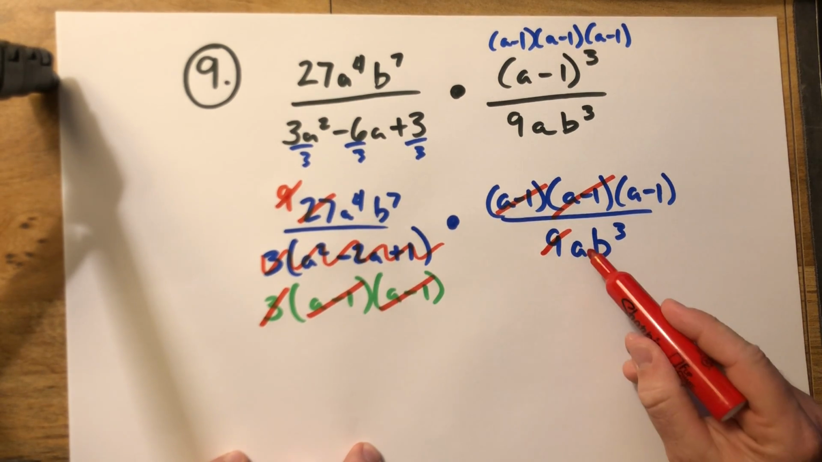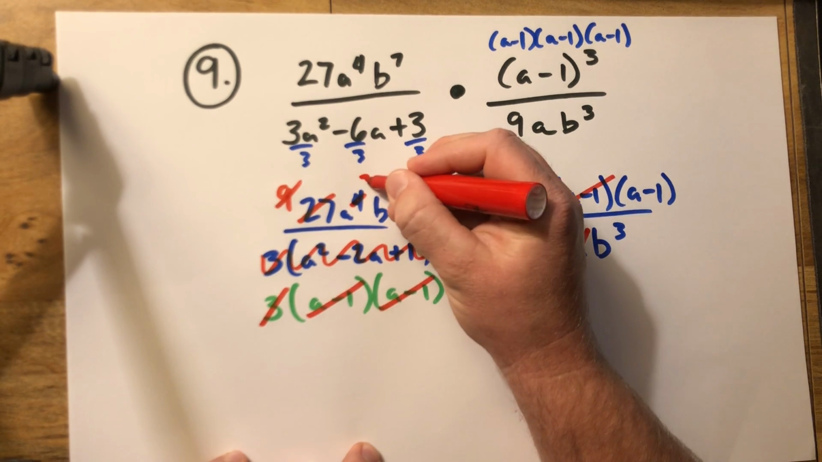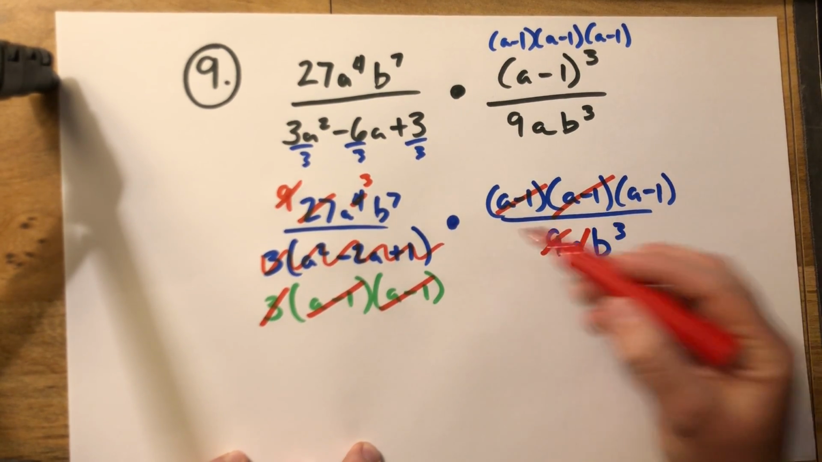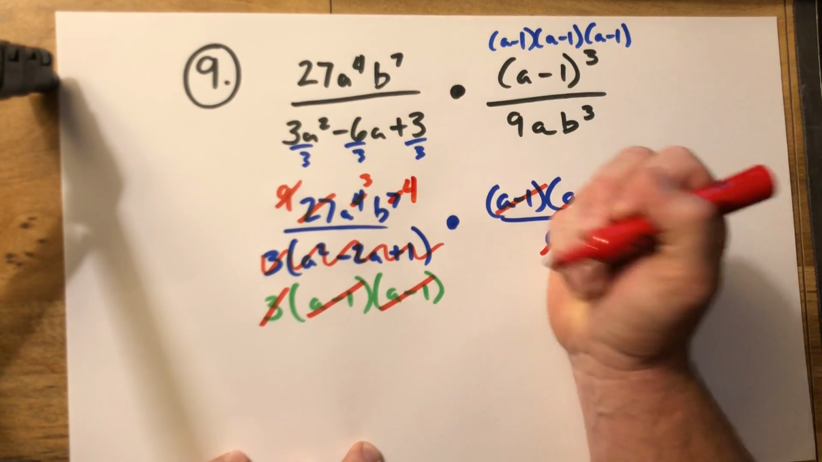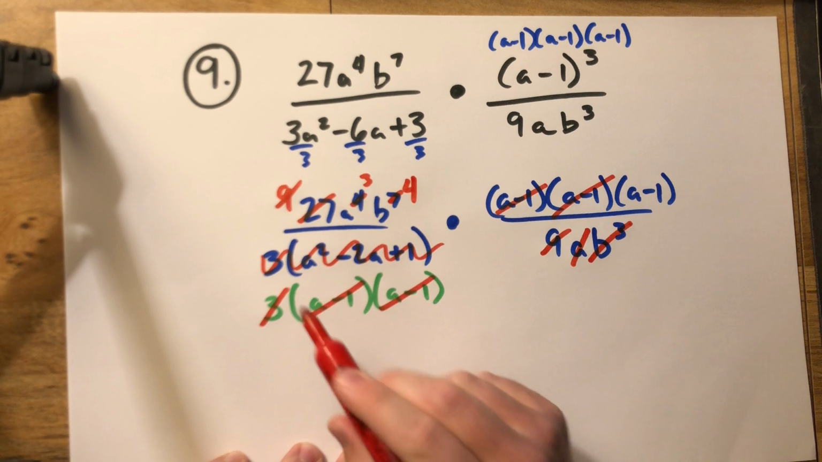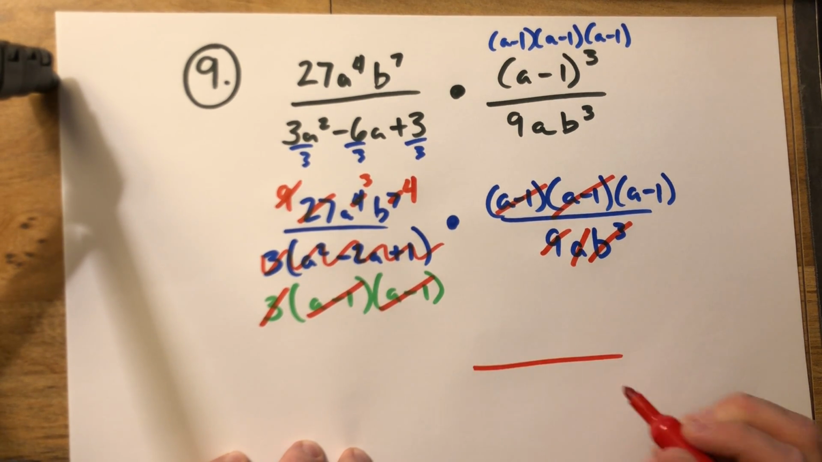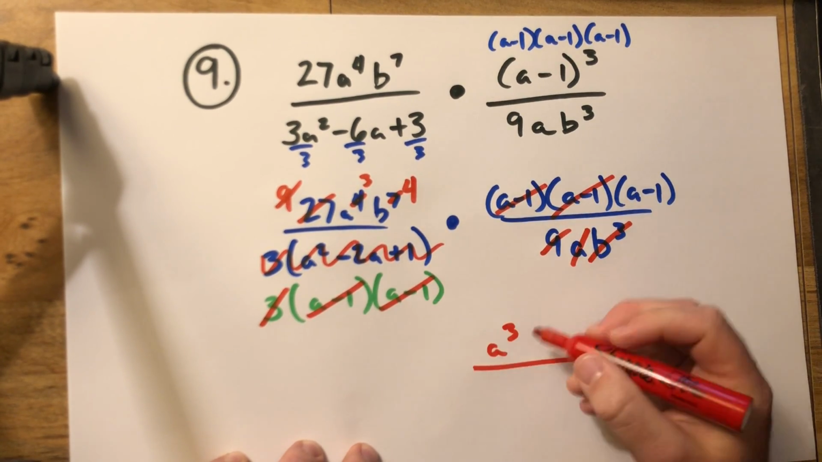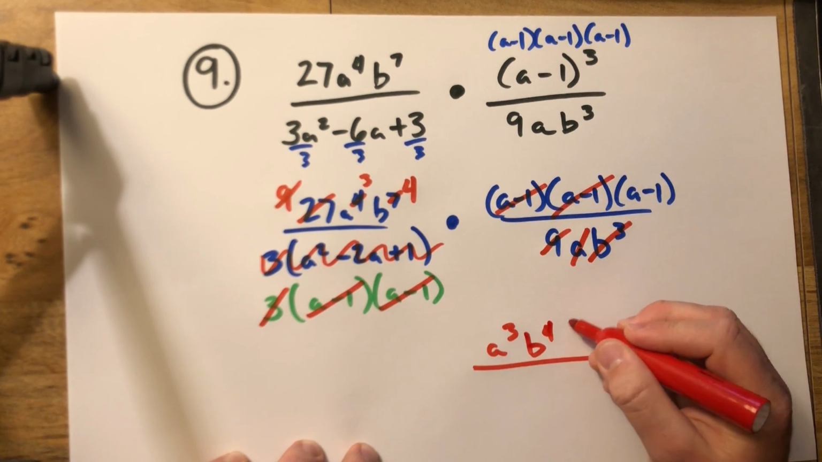A to the 4th divided by a to the 1st. This one would be gone. This would leave 3. B to the 7th divided by b to the 3rd. 7 minus 3 is 4. Whew. Let's see if we can figure out what all we got left. On the top of the fraction, I see a to the 3rd. I see b to the 4th. And I see one more a minus 1 here.